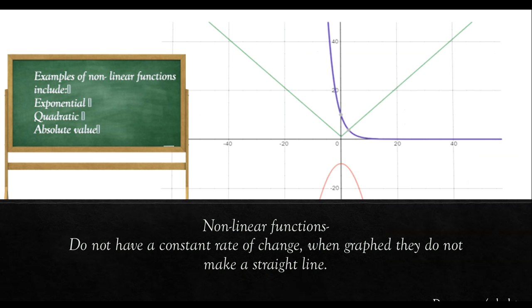Now, let's look at examples of nonlinear functions. These include exponential, quadratic, and absolute value functions. Nonlinear functions do not have a constant rate of change, and when graphed, they do not make a straight line. You can see that with the quadratic function here, the absolute value function here, and the exponential function here in the blue.